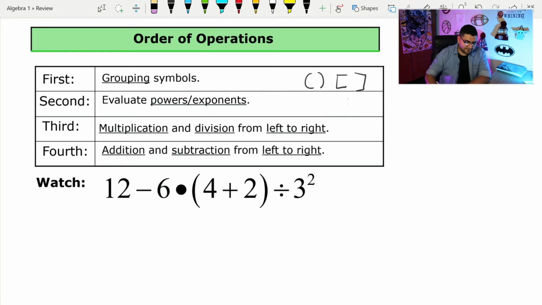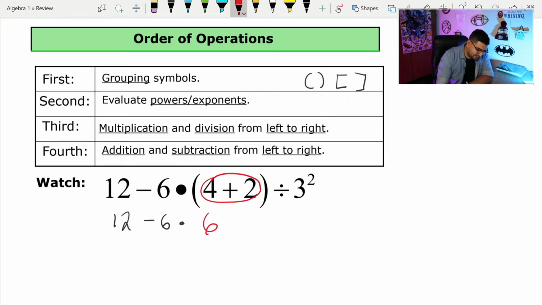For this problem, the first step is to look at grouping symbols. I see I have some grouping symbols right here. So I'm going to evaluate what's inside of those, and everything else is going to stay the same. This 12 is going to remain untouched, minus 6 times. Once I evaluate whatever's inside of the grouping symbols, they go away. So 4 plus 2 is actually 6. This 4 plus 2 changed into the 6. Everything else I'm going to leave alone. Next, I'm going to evaluate powers or exponents.